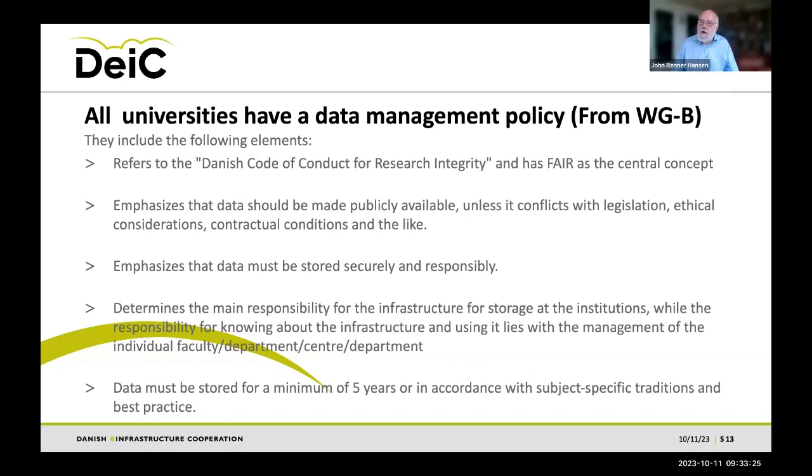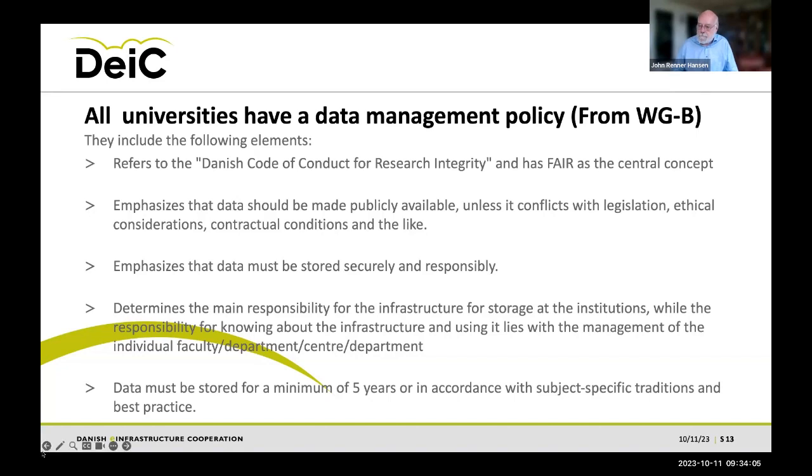It's emphasized in all the policies that the data should be treated in a good way. It should be stored securely and responsibly, and we should know who is responsible for the infrastructure of storage systems. But it's also important that there is somebody responsible for the use of the infrastructure. So there's a difference between the infrastructure itself and the use of it. And data must be stored for a minimum of 5 years, and this is far too little. So that's one thing we have to look into.